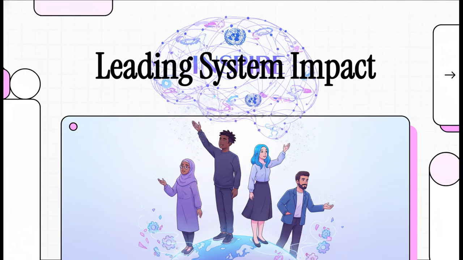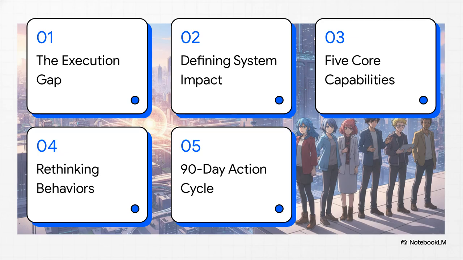If you've ever felt like your authority on paper just doesn't match the crazy complexity of the problems you're trying to solve, well, you're absolutely in the right place. Here's our roadmap for today. We'll look at the execution gap, define system impact, break down 5 core capabilities, rethink our leadership behaviors, and wrap up with a 90-day action cycle. Let's get right into it.